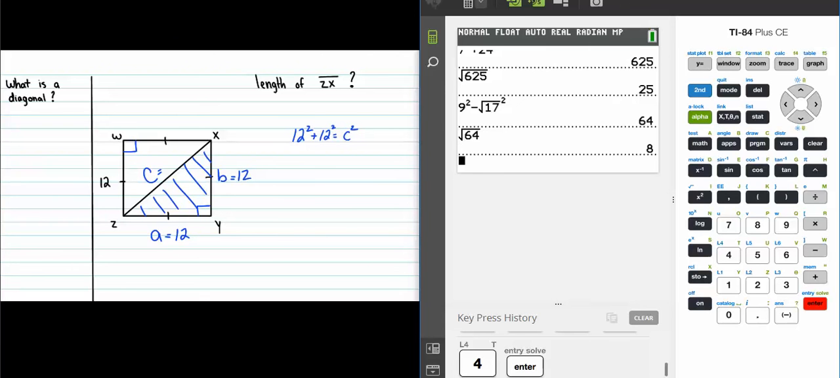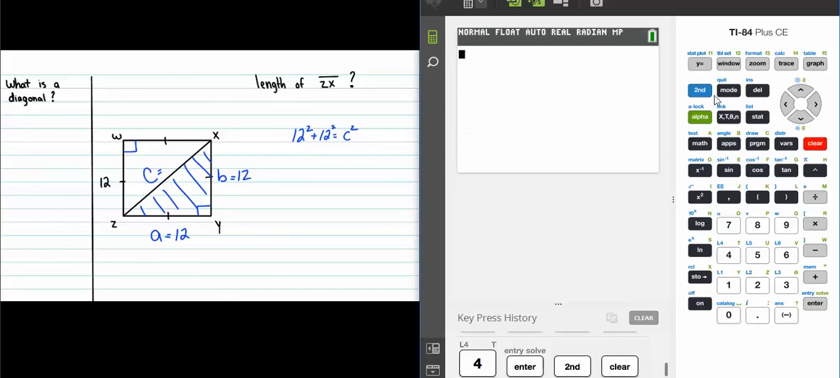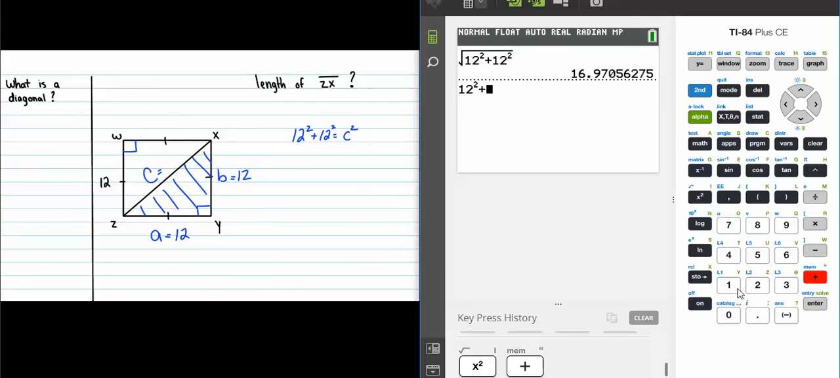Now, remember the different approaches you can take. I like to just type it in like this. The square root of 12 squared plus 12 squared. And that takes me straight to my answer. But if you want to type it in one piece at a time, you could do 12 squared plus 12 squared.